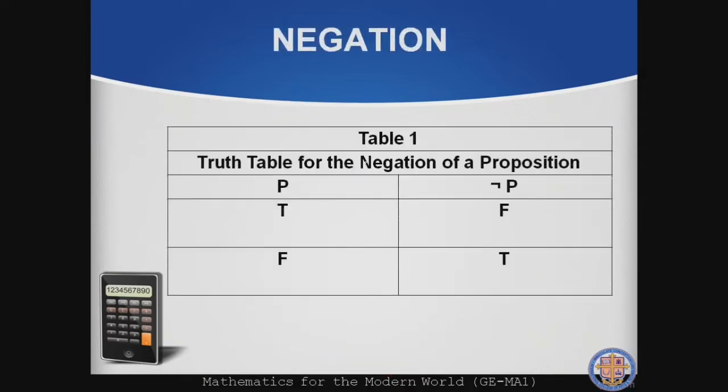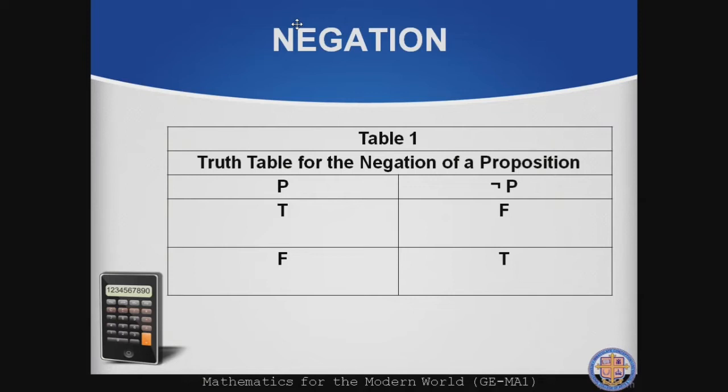Negation, it has a truth table. But before I proceed, if I say let P be the proposition, there is an apple in the basket. If you negate that, not P, there is no apple in the basket, like that. Or another example, if I say let P be the proposition, there are students inside the room. If I negate it, there are no students inside the room.